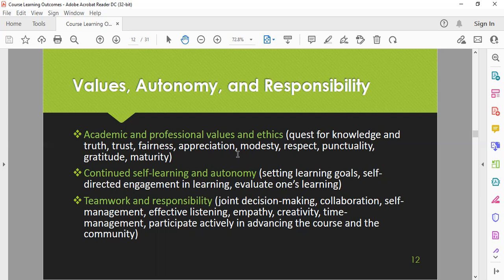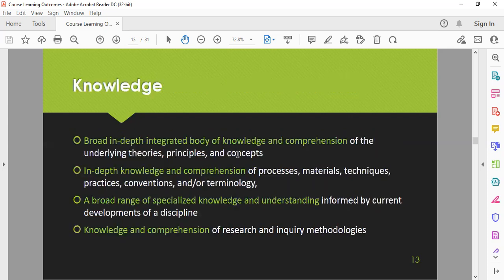We should not only wait until they get that survey at the end. So if we get their feedback before they reach that point, I think we have developed in our students the sense of responsibility. So these are values, autonomy, and responsibility.